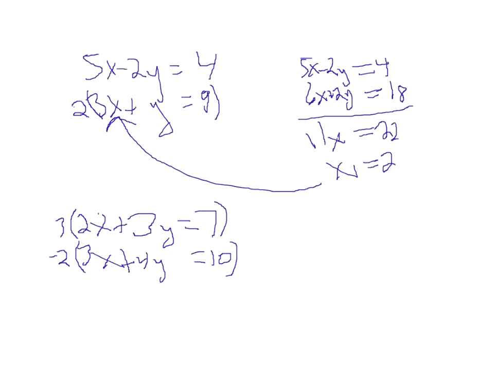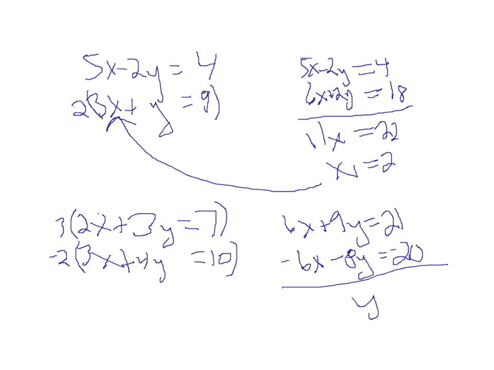So I end up with 6x plus 9y equals 21, I'm sorry, 21 on the other side of the equation. Then we end up with -6x minus 8y, and that's going to equal -20. So now I can eliminate a variable. I end up with y equals 1.